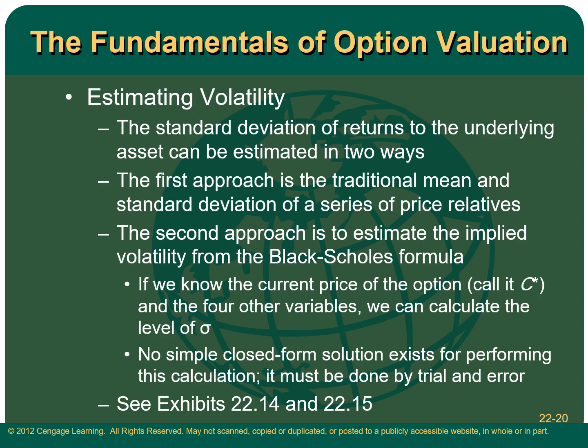The question now is how to estimate the volatility, or the standard deviation of return, of the underlying asset. It can be estimated in two ways. The first approach is the traditional mean and standard deviation of a series of price relatives, as we have done with the portfolio, if you remember. The second approach is to estimate the implied volatility from the Black-Scholes formula itself.